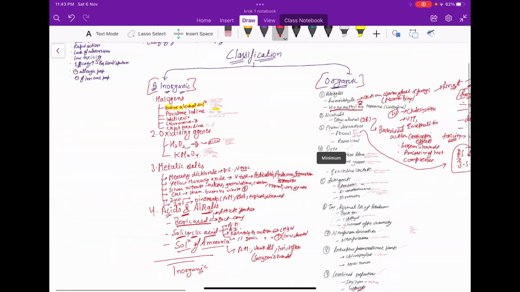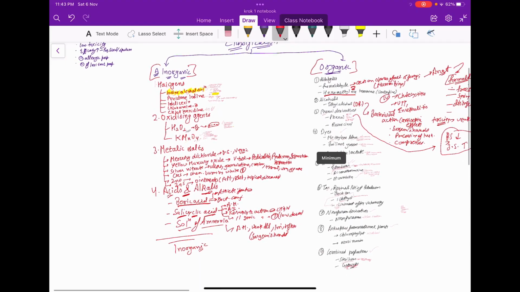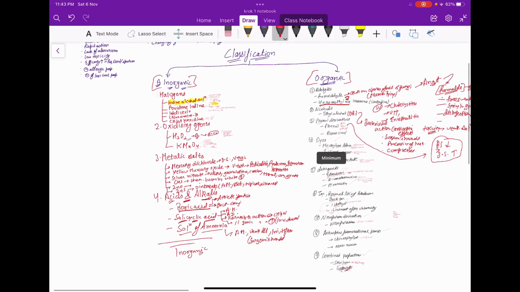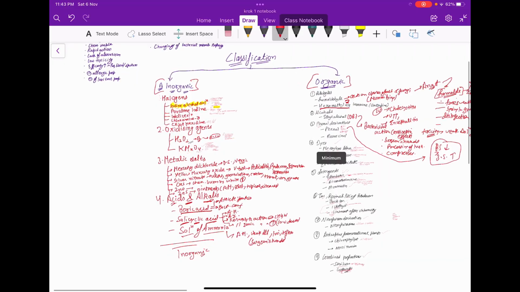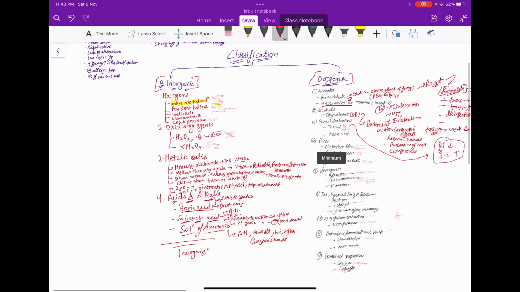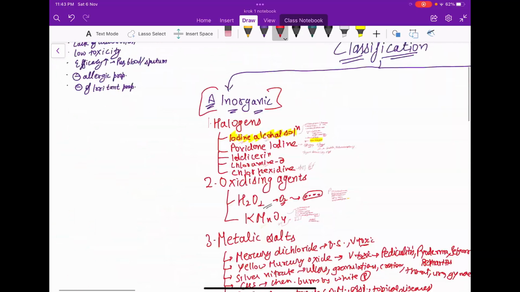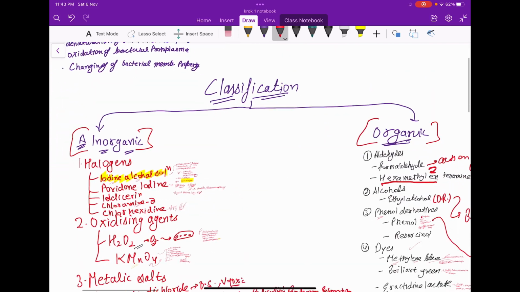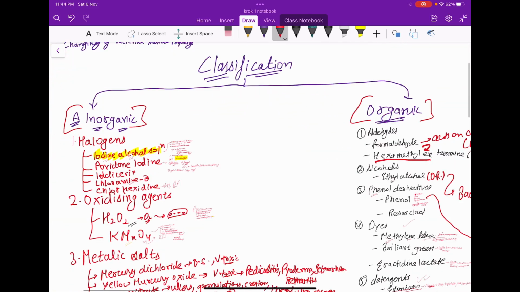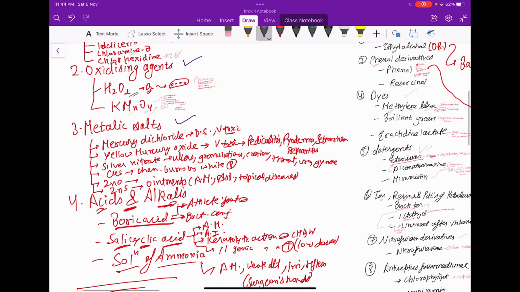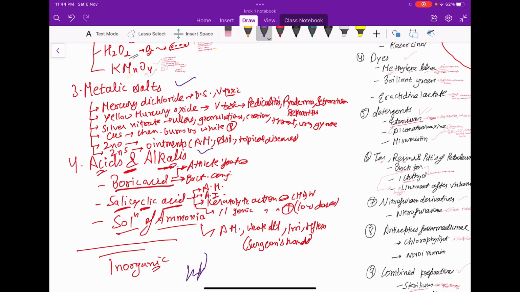See, just remember this table. The superficial table is the most important here, the classification. You can just take a screenshot here. That's the important part, and you don't need to memorize a lot of it. What you may need to memorize is the important things about the alcohol and the iodine part here, halogens, oxidizing agents, and some metallic salts you need to know. Thereafter, the acids and alkalis. This part is more important here.